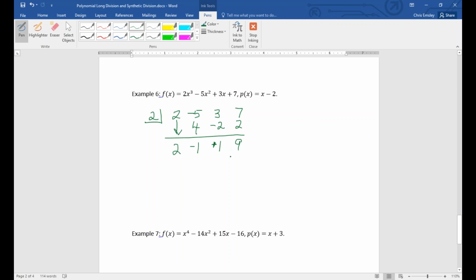Again, these are coefficients, and our result is going to be 1 lower degree than what we started with. So we started with an x cubed, so that means our answer is 2x squared minus x plus 1. That's our constant. That was our quotient there. And our remainder is 9. Again, like I did in the long division examples, you could write this as one expression. You'd put the 9 over the divisor.